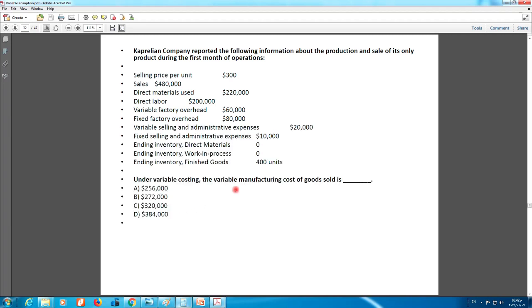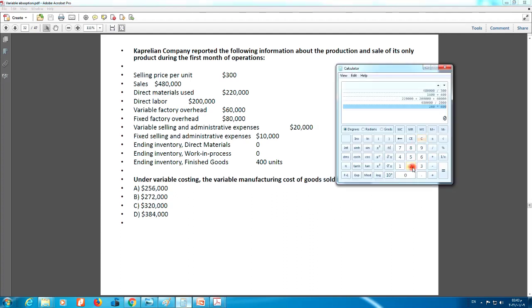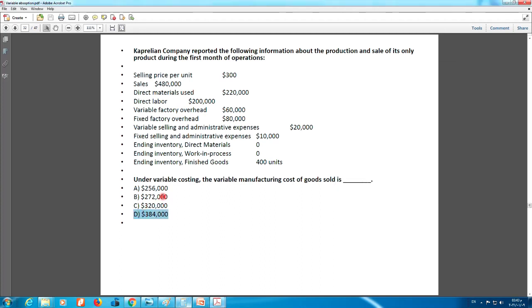Under variable costing, the variable manufacturing cost of goods sold, the same thing: 240, the variable manufacturing cost per unit, multiplied by, instead of the number of units in ending inventory, we multiply 240 by the sold units, which equal 1,600. The answer is 384,000. The answer is also D.